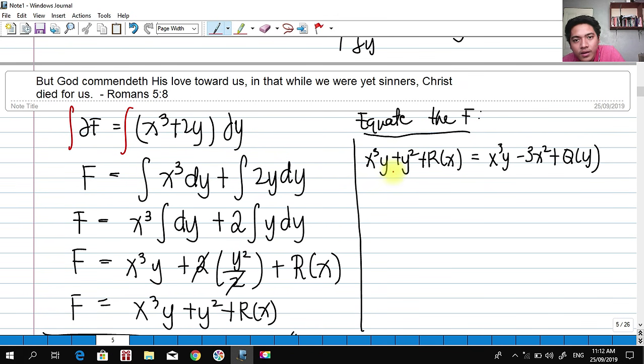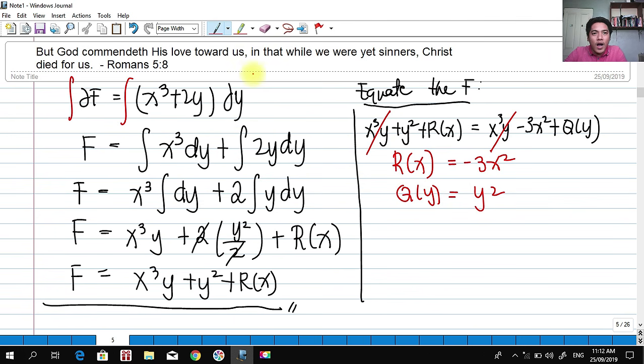As you can see, x cubed y would cancel. And by inspection, our value of r of x is negative 3x squared. Why? Because r of x is purely in terms of x, and we have a term on the other side that is purely in terms of x, which is negative 3x squared. Hence, r of x is equal to negative 3x squared. How about q of y? Here is our q of y, and on the other side of the equation, we have the term purely in terms of y, which is y squared.